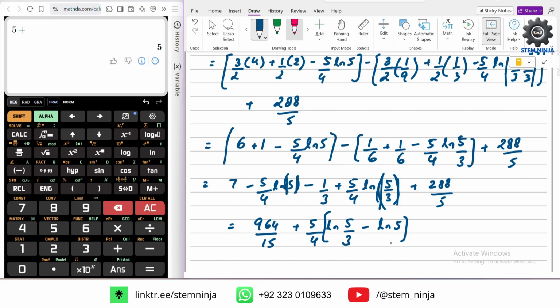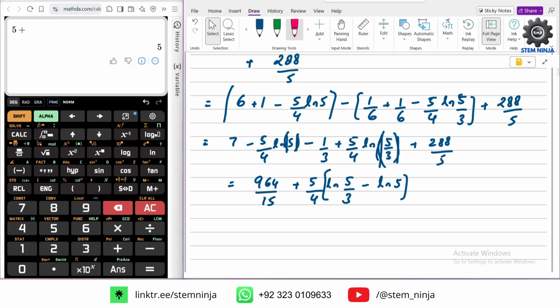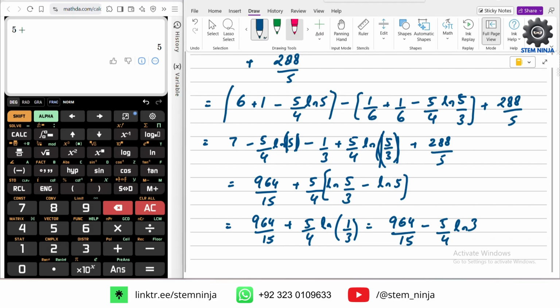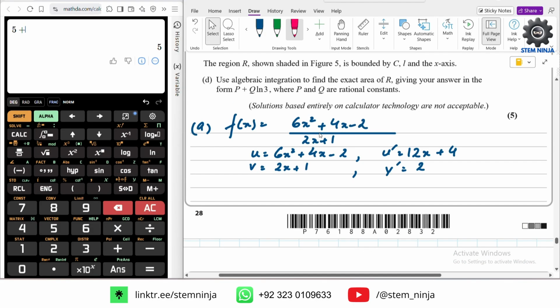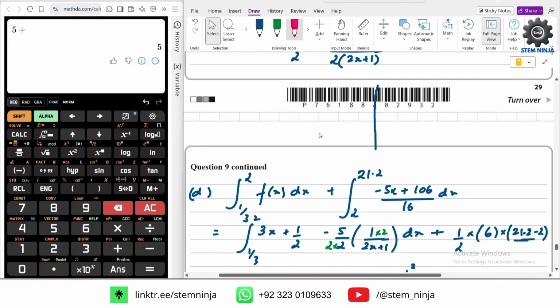Ln 5 over 3 minus 5 over 4 ln 5. So basically this is 5 over 3 divided by 5. So 964 over 15 plus 5 over 4 ln of 5 over 3 divided by 5, which is basically 1 over 3. And ln 1 over 3 is just minus ln 3. So 964 over 15 minus 5 over 4 ln 3. Right, I think that's the last part. Yes, thankfully, this is the last part.